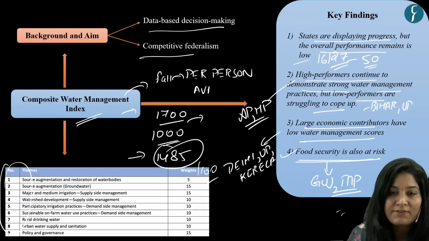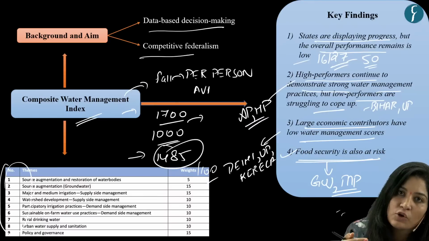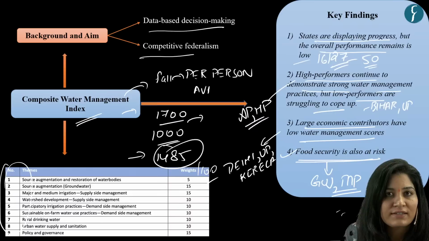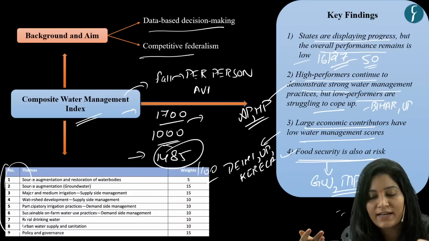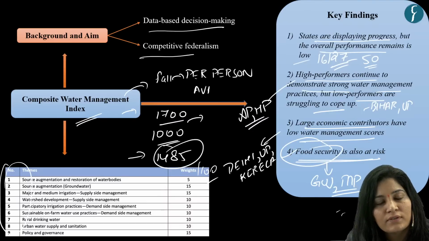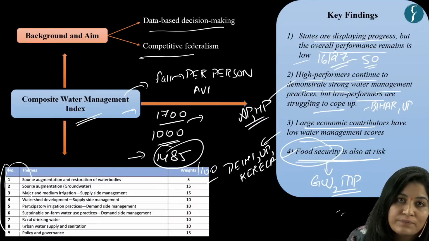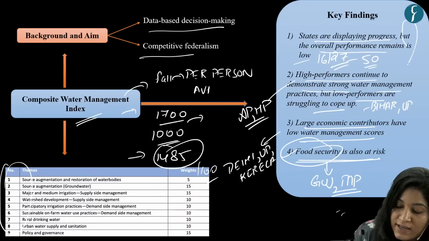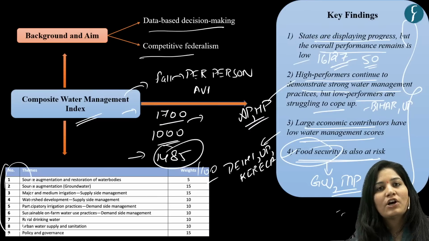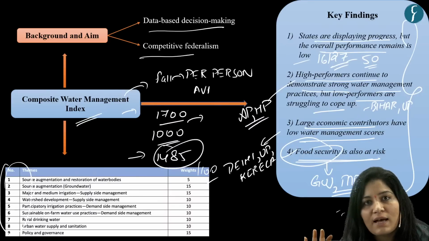And you know what? If there is a shortage or a constraint of water, then obviously it will impact agricultural output. Agricultural output will not be sufficient, which in turn will affect food security, which is another major issue, just because of mismanagement of water resources. Okay, so these are the important key findings of the Niti Aayog index, which is important for your pre-examination.